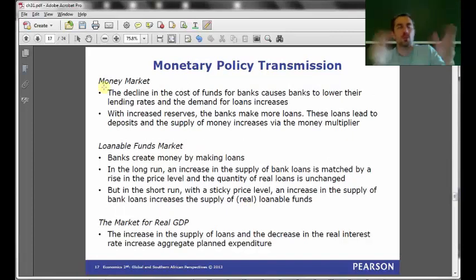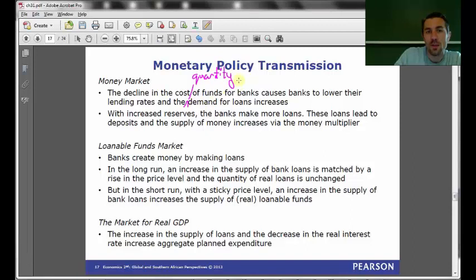What happens to banks in the money market? Well, the decline in the cost of funds for banks causes banks to lower their lending rates. And this is actually an annoying statement here. The demand for loans increases. No. Let's say, first of all, the quantity of bank borrowing, basically, right? So we can say the quantity of bank loans increases.